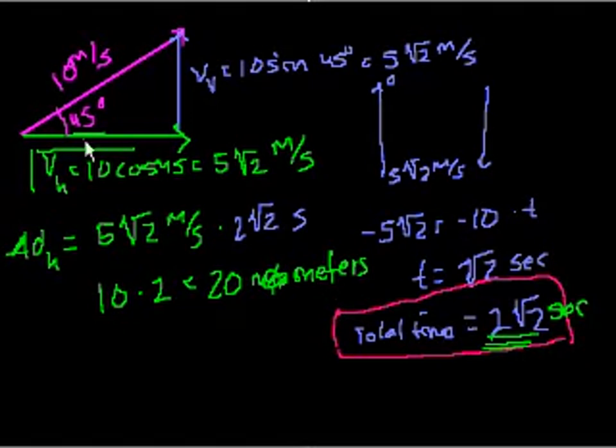All I did is I said, well, I'm throwing something at 10 meters per second at a 45-degree angle. How far did it go? And now you could figure it out. You could figure out that it went 20 meters. And actually, you could do things the other way. I mean, we will, and I'll do that in future problems.